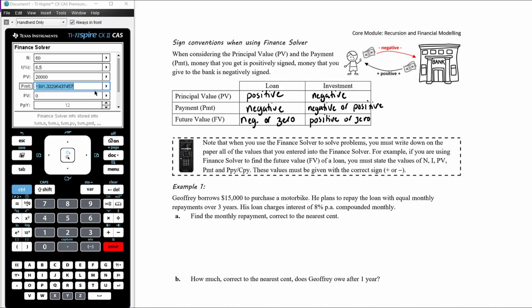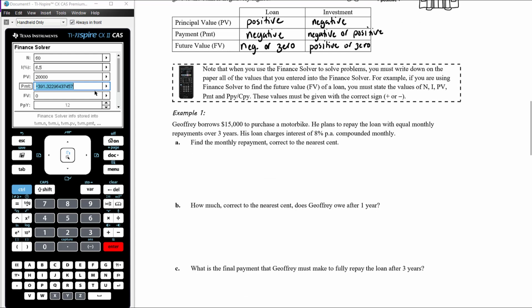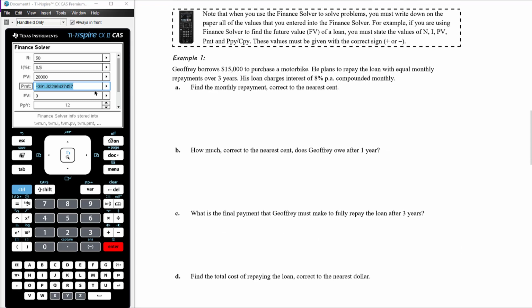When you use Finance Solver to solve problems, it's really a good idea to write down the values that you enter in the CAS. It makes it much easier to go back and check your work. If you've got time to do that in an exam, rather than having to work the problem again from the beginning, you can see what you did and check whether or not it's right. And it's just good strategy as well.